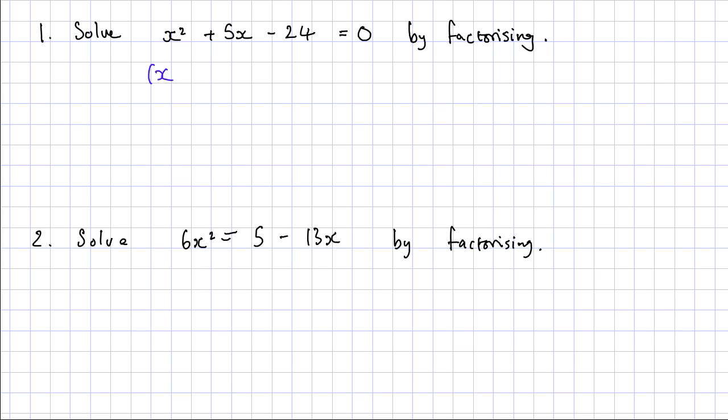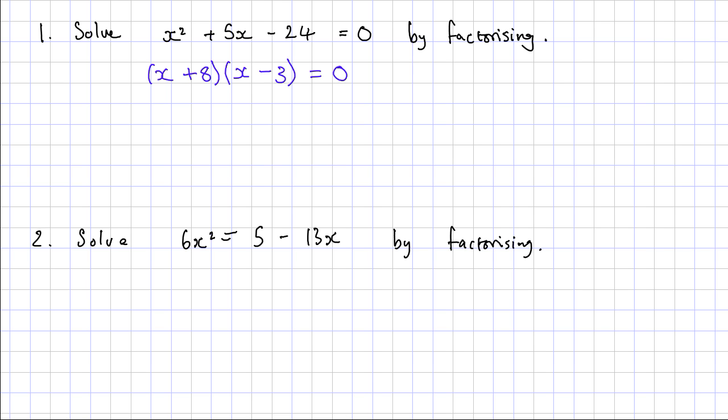Now I need to think of two numbers that will multiply to give me minus 24, and when I add them I'll get 5. Now I know these numbers will be 8 and minus 3. So I'll have one bracket where I'm going to have x plus 8, and the other one I would have x minus 3, and this is going to be equal to 0.